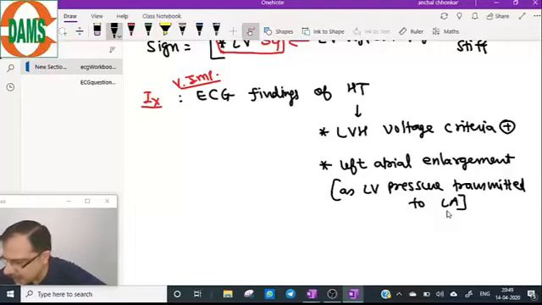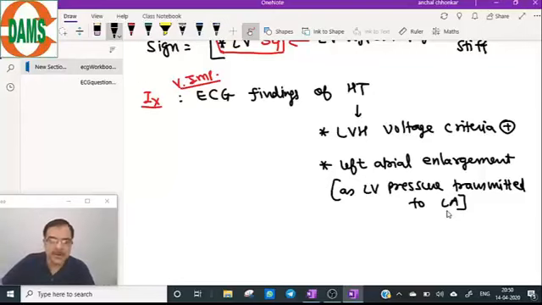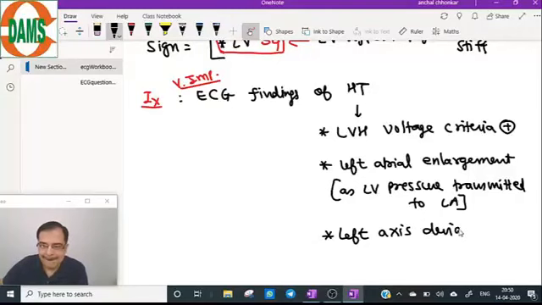You can recall R plus S more than 35. And importantly, there will be a left axis deviation. P mitrale will be there. The width of the P wave will increase in lead 2. So these will be the ECG findings.